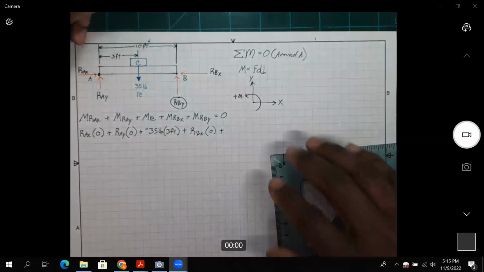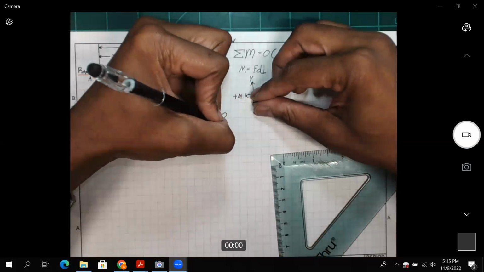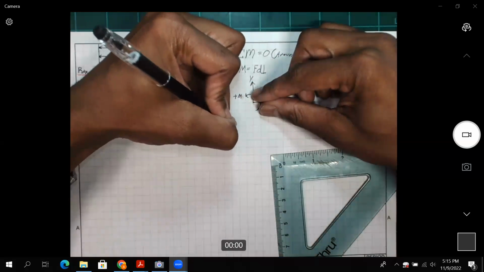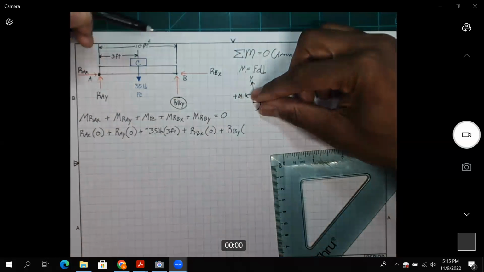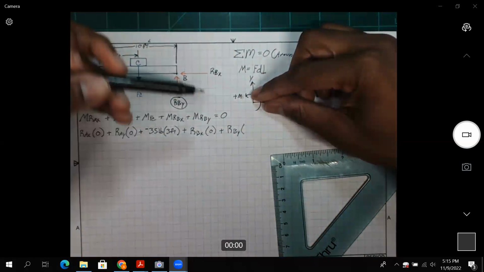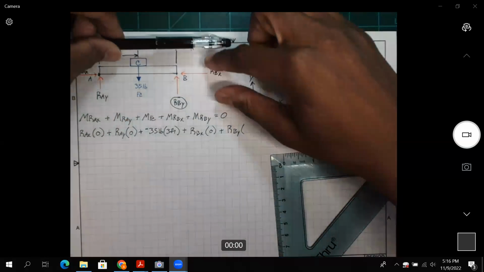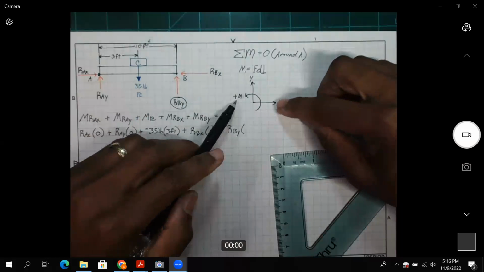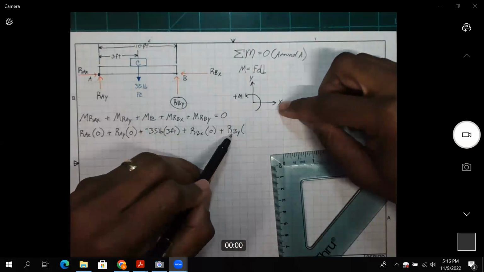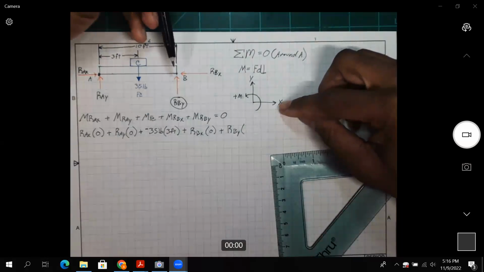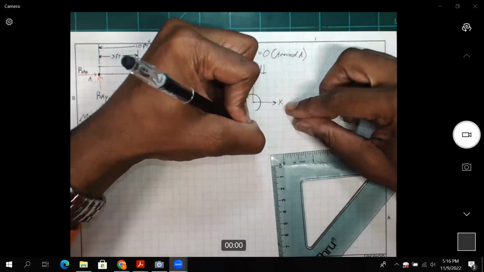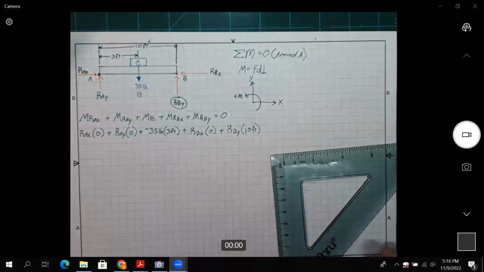Okay. Now we have RBY. We do not know the magnitude of RBY. That's what we're solving for. And what is the perpendicular distance? Well, hold on. RBY is pushing up on my beam, and our beam is going counterclockwise, right? And a counterclockwise moment is positive. So we're going to say this is positive RBY. And the perpendicular distance of RBY from joint A is 10 feet. Okay.